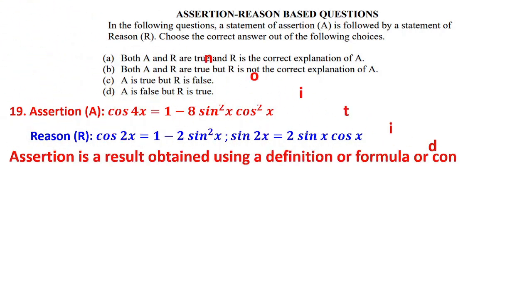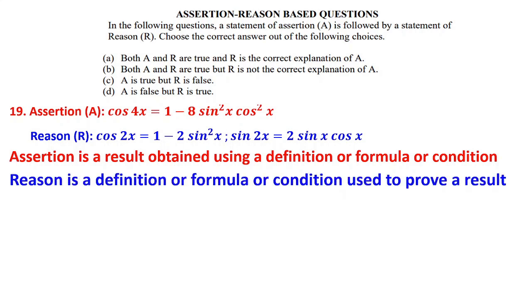But you understand what is assertion. Assertion is a result obtained using a definition or a formula or a condition. Assertion is a result or calculation done. And what is the reason then? Reason is a definition or formula or condition used to prove a result. Therefore, in the reason you will be given some condition. For example, condition for parallel nature, condition for perpendicularity, then formula for finding the angle between two lines, and the formula of trigonometry, then the condition for a function to be one-one, function to be onto. So many reasons will be given. Assertion is a result obtained or a derivation obtained or a checking done using the reason.